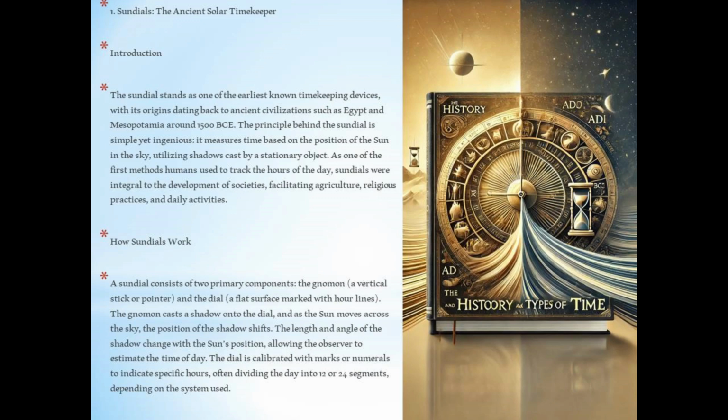How sundials work. A sundial consists of two primary components: the gnomon, a vertical stick or pointer, and the dial, a flat surface marked with hour lines. The gnomon casts the shadow onto the dial, and as the sun moves across the sky, the position of the shadow shifts. The length and angle of the shadow change with the sun's position, allowing the observer to estimate the time of day. The dial is calibrated with marks or numerals to indicate specific hours, often dividing the day into 12 or 24 segments, depending on the system used.